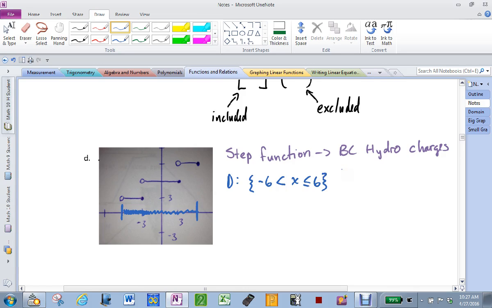Now put it in interval notation. Round bracket, negative 6, 6, square bracket. Done. Easy peasy lemon squeezy. Now, there's only one way that you can write range. Why?